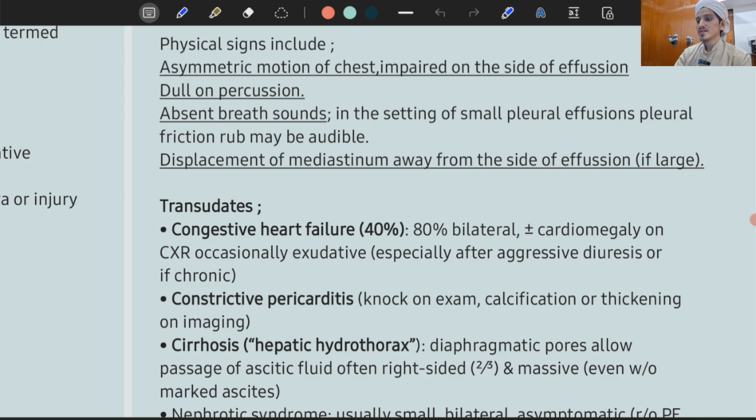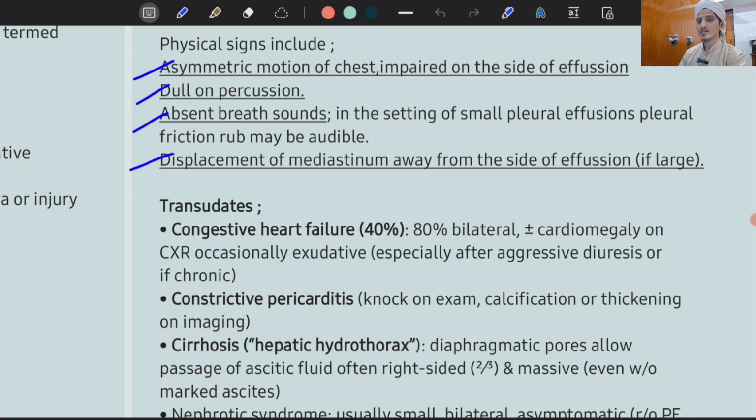So when you examine, there will be asymmetric motion of chest, and the motion of the chest is impaired on the side of effusion. When you percuss, it will be dull. There will be absent breath sounds on the affected side. In the setting of a small pleural effusion, pleural friction rub may be audible, and there can be displacement of mediastinum away from the side of effusion if the pleural effusion is large. So next, moving on.